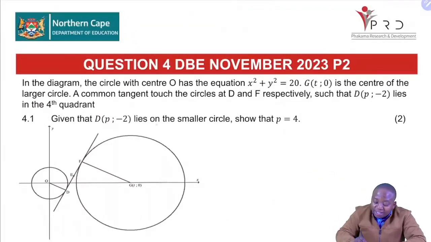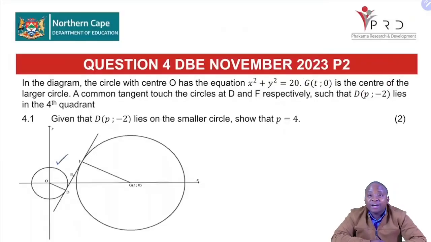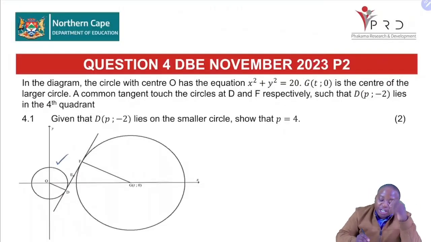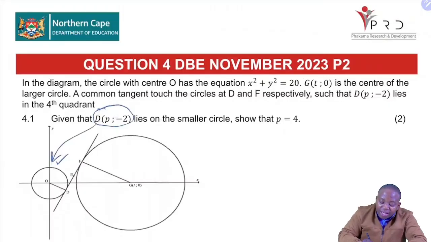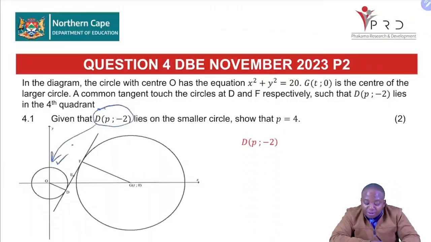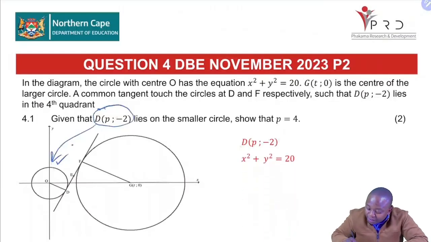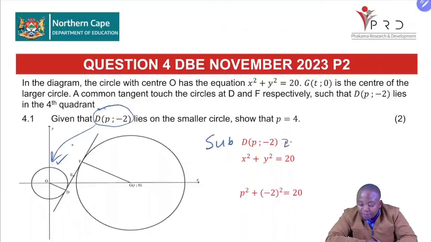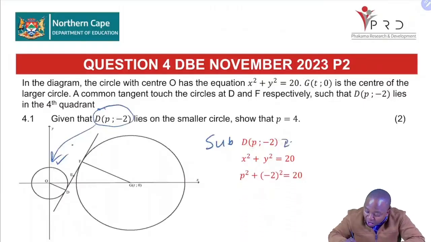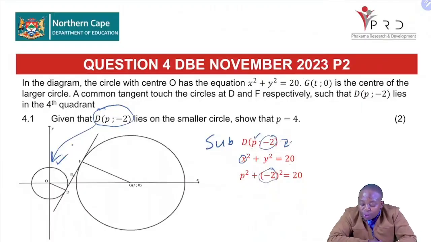Remember, we're given the equation of the smaller circle. So what we are going to do is substitute the coordinates of D into the equation of the smaller circle. That is where our D is found. When we do that, we can see that our x is p. So where there is x, I have placed in p. So I have p squared plus, where y is -2, we place in -2, equals 20.